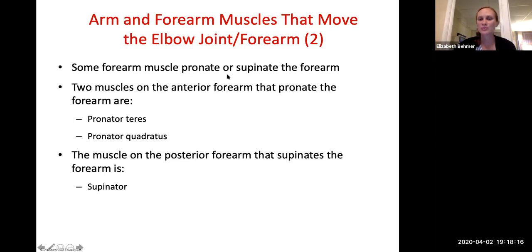Some forearm muscles pronate or supinate the forearm. Here are the muscles that pronate the forearm, and then muscles that supinate the forearm. I don't see any questions about this on your notes. The nice thing about the actions of these muscles is that their action is right in their name. So the pronator teres and pronator quadratus will both pronate the forearm. And again, pronate means to turn your forearms back as if you're picking up potato chips. Supinate is anatomically your palms are facing forward. So your supinator does that, and that's on the posterior side.